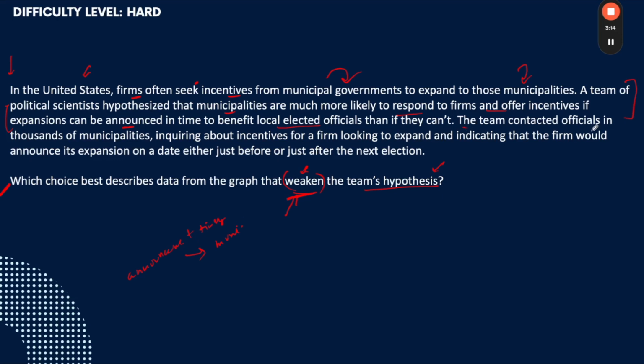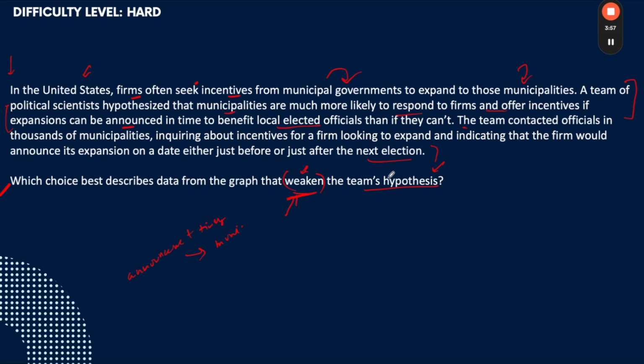The team contacted officials in thousands of municipalities inquiring about incentives for a firm looking to expand and indicating that the firm would announce its expansion on a date either just before or just after the next election. So, all in all, they wanted to see if these governments were more likely to offer incentives to companies planning to expand in that area, depending on when the company planned to announce their expansion. The researchers thought that if the expansion was announced just before or after an election, local officials would be more likely to respond or offer incentives because it could help them look good to voters, right?